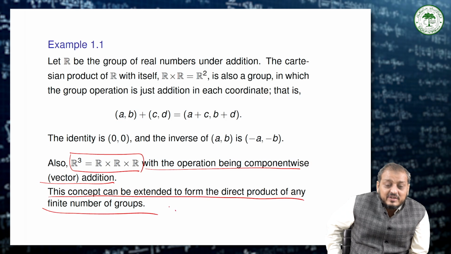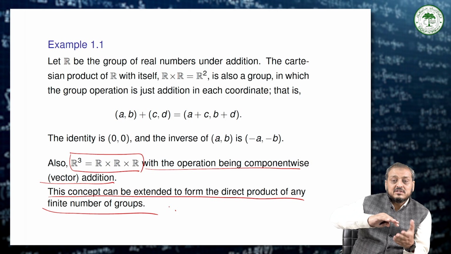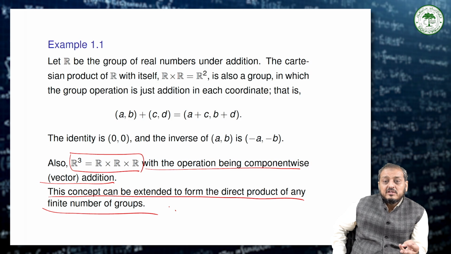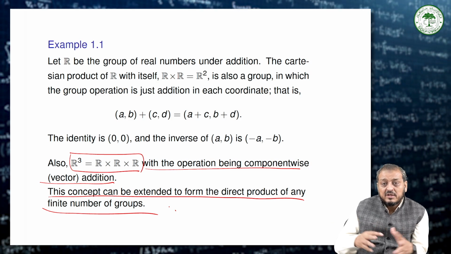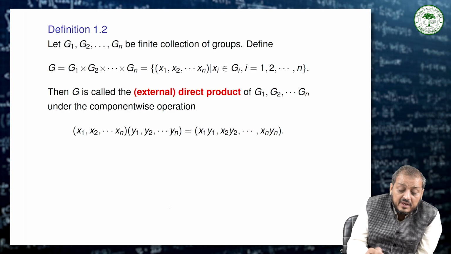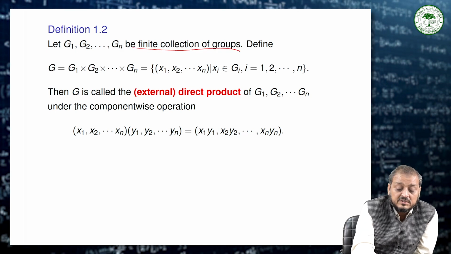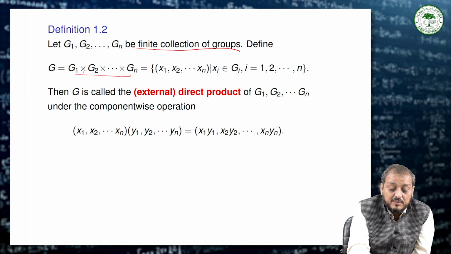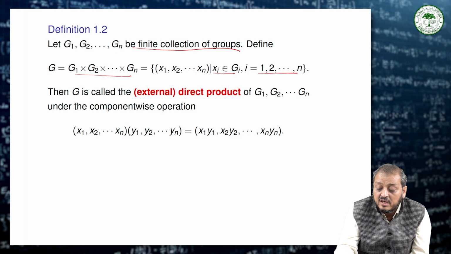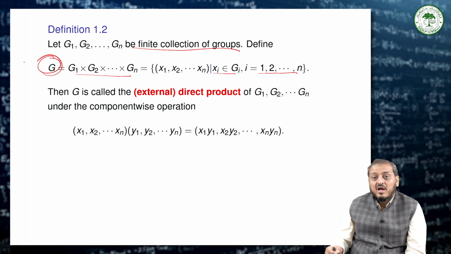So by this we can say that we took two groups, G and G1, and we can extend this concept to a finite number of groups. If we take G1, G2, up to Gn as finite groups, then we can extend this concept. For example, let G1, G2, ..., Gn be a finite collection of groups. Now G can be defined as the direct product G1 cross ... cross Gn, meaning the set of elements (x1, x2, ..., xn) such that xi is an element of Gi, with i running from 1 to n, and then G is a group under the operation we define.